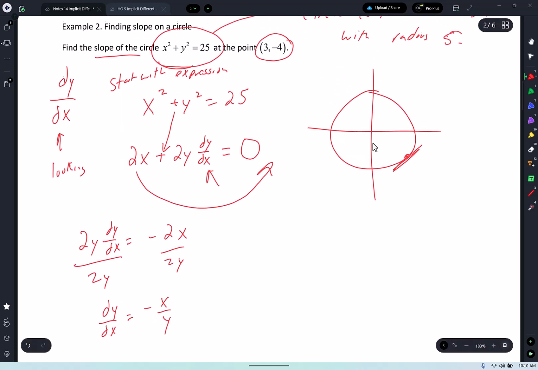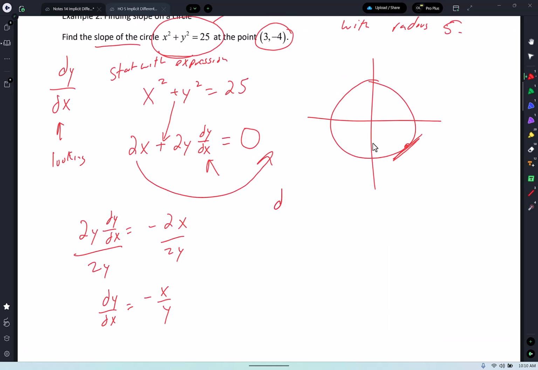They wanted the slope at (3, negative 4). dy/dx evaluated at (3, negative 4) equals negative, on the outside, parenthesis, x on 3 divided by negative 4. Negative divided by a negative is a positive, so my slope is 3/4. What do you guys think?